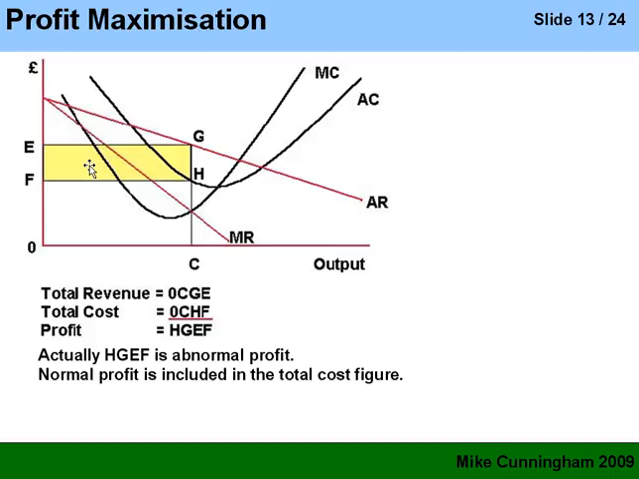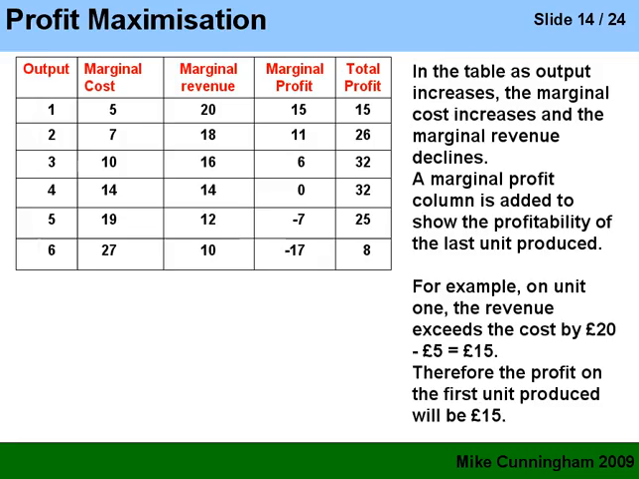So in our case, we have abnormal profits. Right. That's our view of the firm. That's profit maximization. Let's look ahead with a little table, just to make it practical. Here we've got 6 units of output. We've got marginal cost associated, marginal revenue, marginal profit. We don't often hear about this. This is a slightly unusual concept, but we'll talk about it, and total profit.